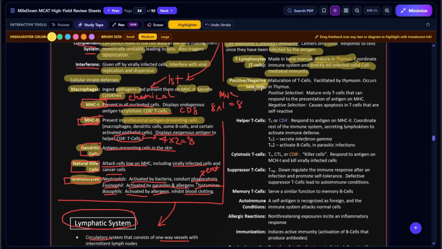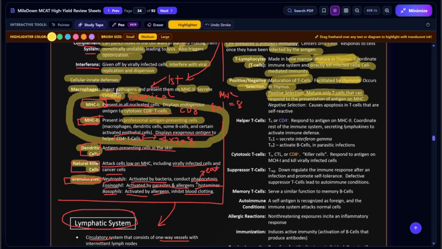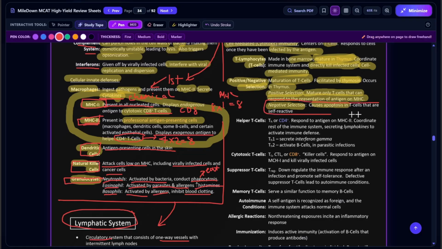So there's positive and negative selection, maturation of T cells, facilitated by thymosin and occurs in the thymus. Okay, so that's your maturation. Remember I said earlier. And so positive selection is maturing only T cells that can respond to the presentation of an antigen on the MHC. So remember MHC over here. Negative selection is when it causes apoptosis in the T cells that are self-reactive. So if your T cells are destroying its own body, it means there's negative selection, and your body doesn't want your body to destroy itself. So it's going to cause apoptosis in T cells. Those T cells are basically going to die. Because yeah, that's negative selection.